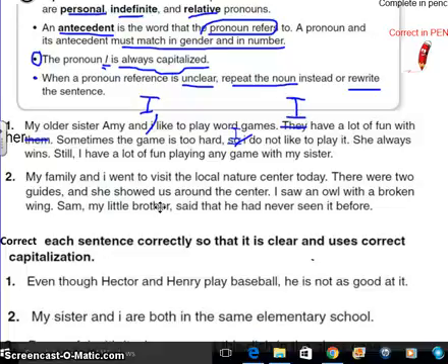My family and I went to visit the local nature center today. There were 2 guides, and she showed us around the center. I saw an owl with a broken wing. Sam, my little brother, said that he had never seen it before. Pause the recording and make corrections, please.